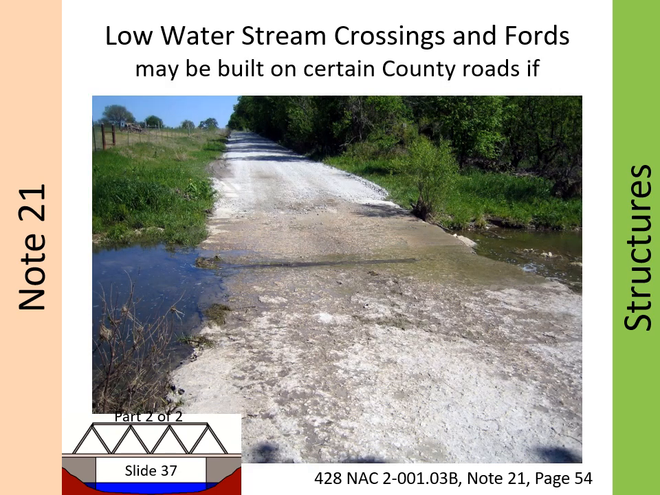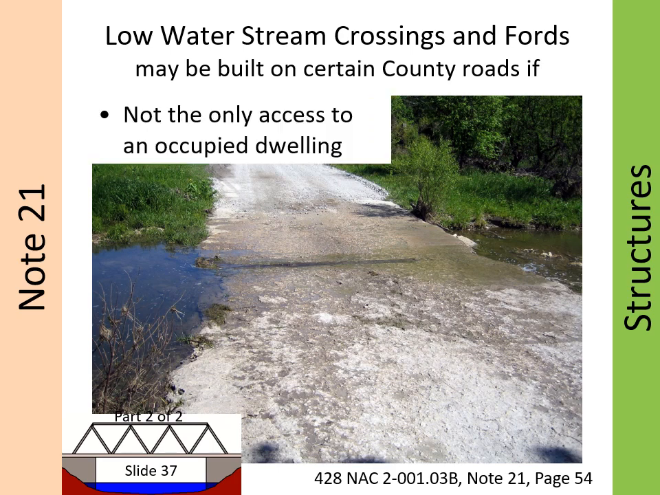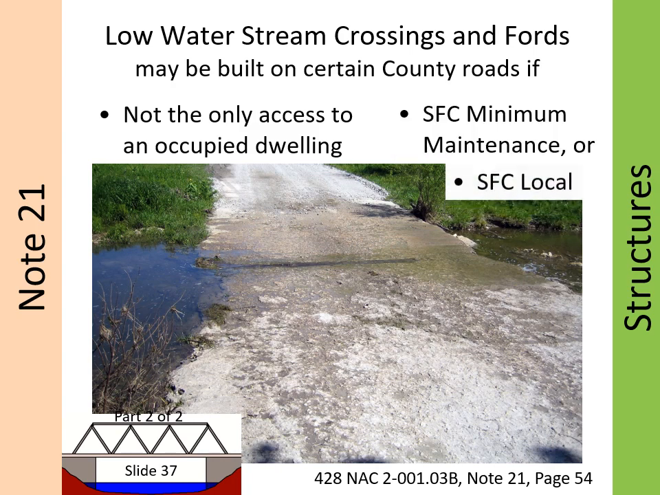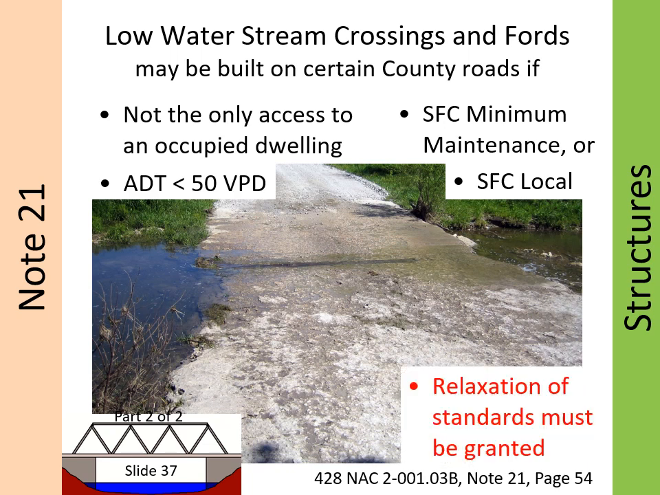The NBCS minimum design standards allow low water stream crossings or fords to be built only on some county roads and only under certain conditions. The conditions are the road cannot be the only access to an occupied dwelling. The state functional classification must be minimum maintenance or local, and the ADT must be fewer than 50 vehicles per day. As mentioned on the previous slide, a low water stream crossing or ford must get a relaxation of standards granted by the Board of Public Roads before being built.